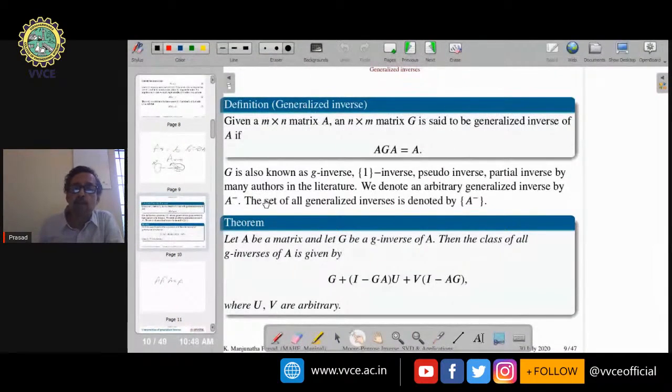Let us see whether we have a unique generalized inverse or more. In fact, there are more than one, and the set of all generalized inverses is denoted by this class of A minus.